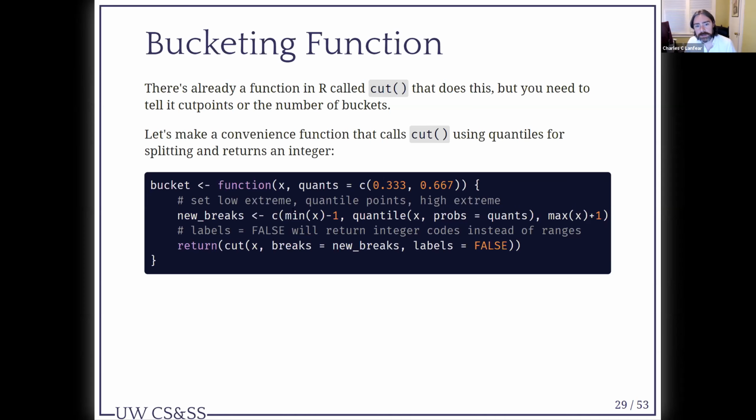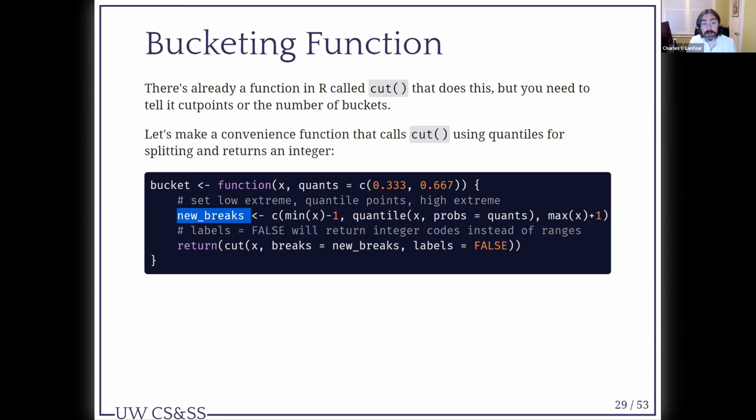So what I'm going to do is set something. I want to set a low extreme for my data. That is the minimum value I want to include in a bucket. I want to set the quantile points I want to break it up into, and then some high value to capture every value in the data set. So basically, the low extreme should be lower than the lowest value in the data. The high extreme should be higher than the highest value in the data. Everything in between should be based on the quantiles I give my function.